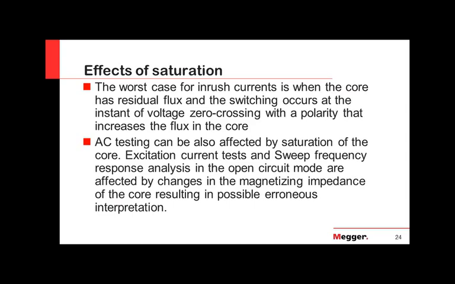The other case is when you're doing some AC testing, using alternating current, that could also be affected by saturation of the core. You have the excitation current test and sweep frequency response analysis in the open circuit mode. Those are affected by changes in the magnetizing impedance of the core. And these can create some erratic interpretation of the results, and people may get confused about whether there's a problem in the core of the transformer, whether there's a problem in the transformer itself, or it's just an issue with the magnetization, with residual magnetization in the transformer.